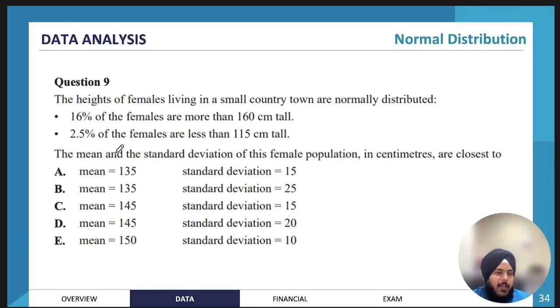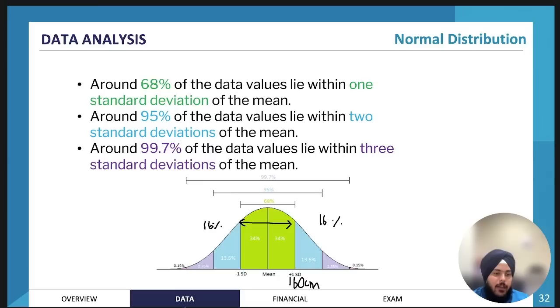Okay, now let's look at 115 centimeters. What they are saying is 2.5% of the females are less than 115 centimeters tall. So if we go back to the graph, where is the bottom 2.5% of the data? It actually is here. It's 2 standard deviations below the mean, because within 2 standard deviations is 95%, and we have 5% left over, 2.5% on one side and 2.5% on the other side. So therefore this must be 115.